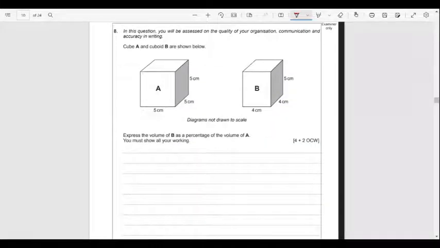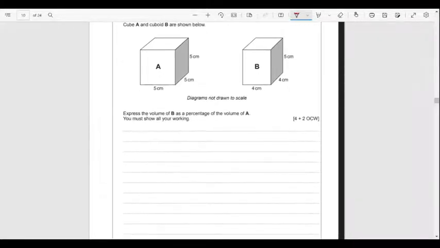So this is an OCW question, okay? So we need to make sure our work is neat and organized when answering this. So cube A and cuboid B are shown below. Express the volume of B as a percentage of the volume of A. You must show all your working. So first of all, you need to work out the volumes of A and B. So volume A is length times width times depth. My length is 5 centimeters times 5 centimeters times 5 centimeters. That gives me 125 centimeters cubed.